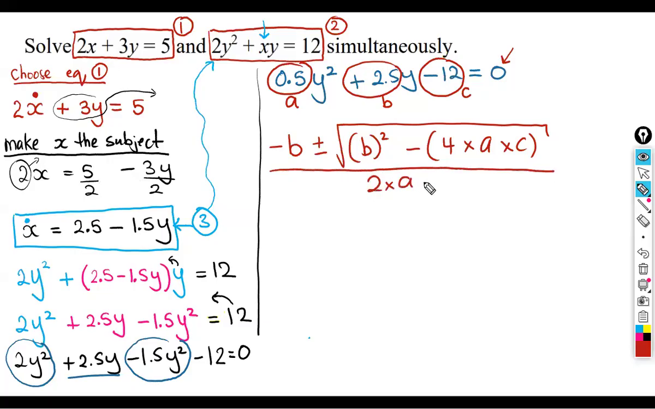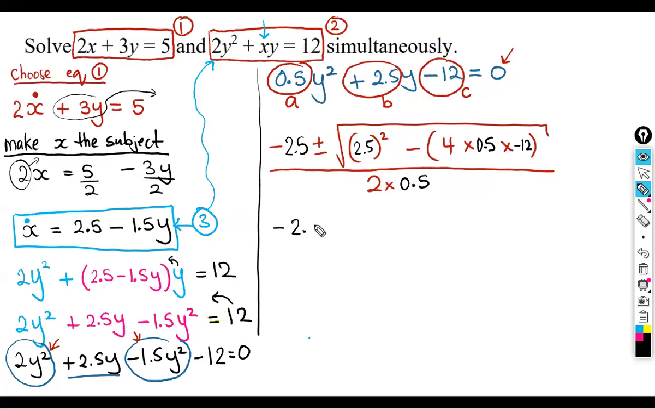All right. Take it from there, giving you some more time. Let's substitute in some values here. Erase the letters, and we're going to put the values in their place. B is 2.5, so you have 2.5 here. A is 0.5, and C is minus 12, and A is 0.5. Don't let the decimals get to you.